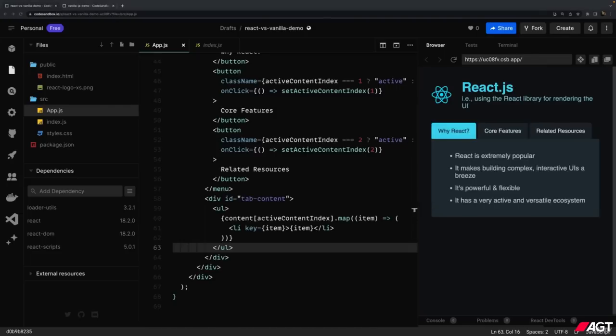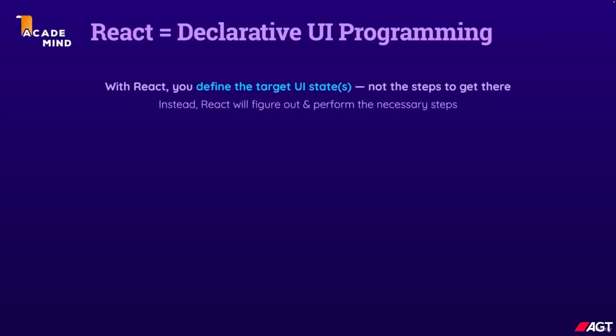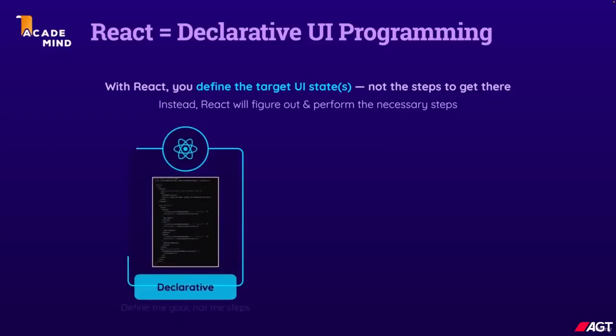Because when working with React, you in the end write declarative code, which means you define the target UI state or states, not the steps needed to get there, and React will figure out how to get there and perform the necessary steps. So when writing React code, you're writing code in a declarative way. And that's a key thing to understand and keep in mind, because that's how React works in the end.